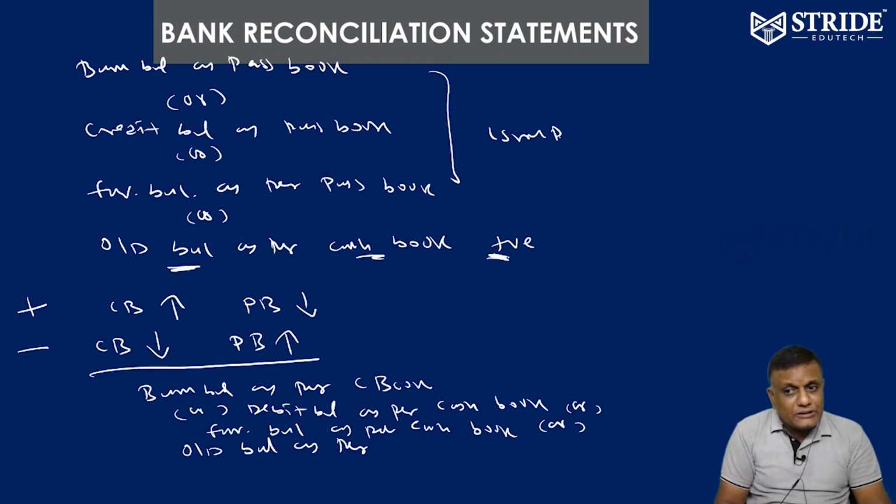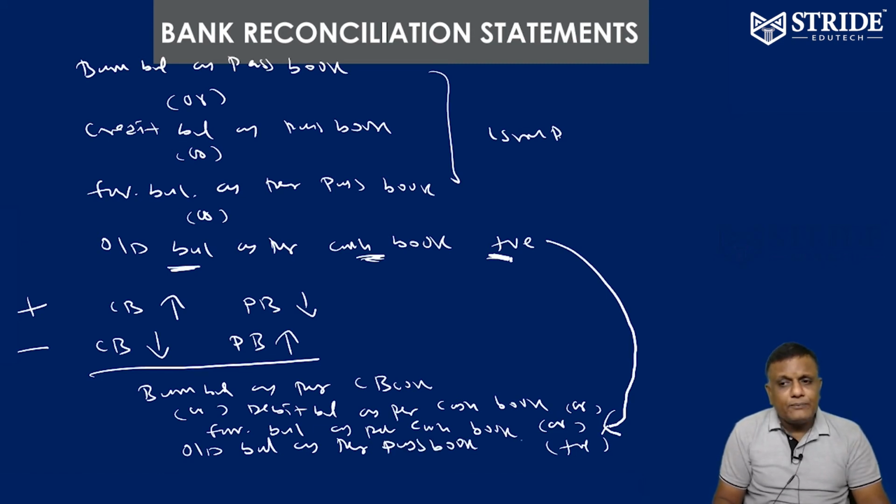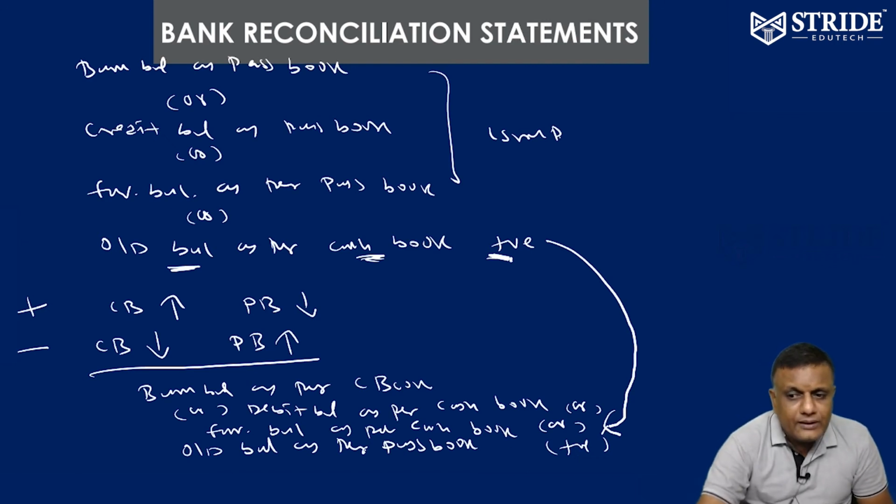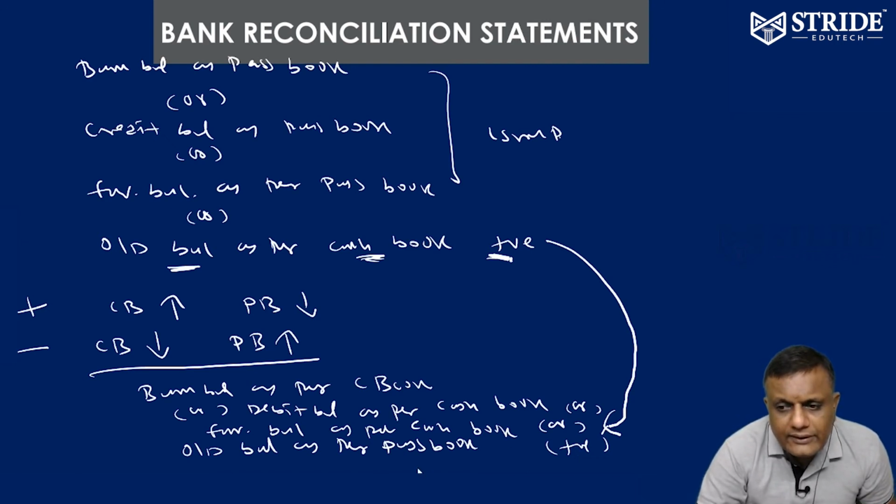If the OD balance of the Cashbook is positive, I may call it the OD balance of the Cashbook starting point. Again, if the positive comes, I may treat it as the OD balance as per Passbook. With the positive starting point, I have to add, I have to subtract, and if the result is positive, I may treat it as the OD balance as per Passbook.